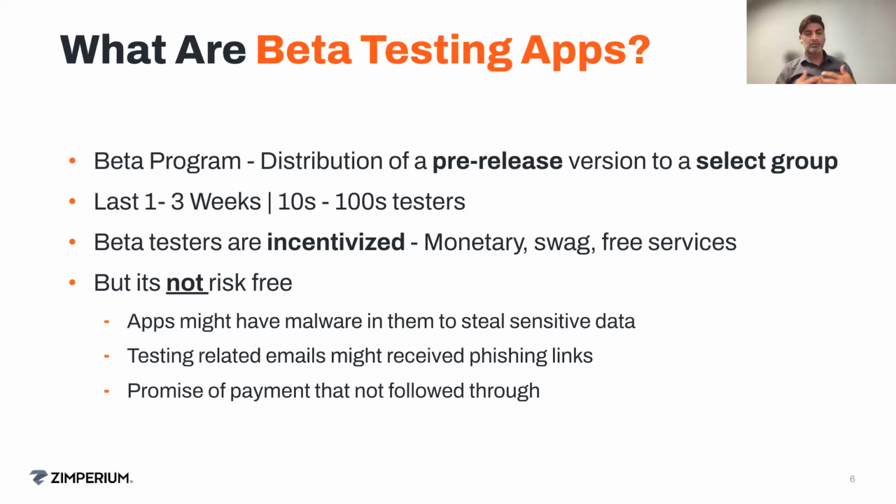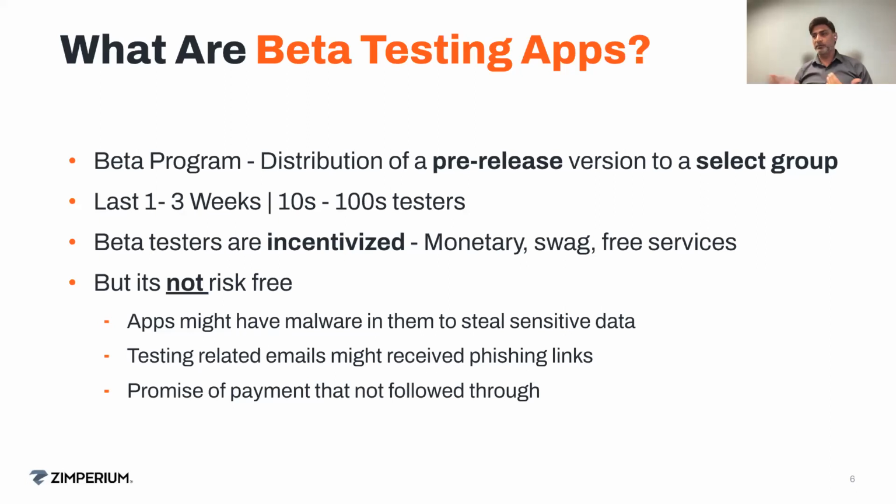But the second part is, most of the times beta testers, when they're testing the app, have no idea what's inside the app, right? It's a black box. You go in, you say, yes, I'm willing to test it. You spend the time and you start testing the app and you think it's a genuine app, you're giving feedback. But most of the times there could be malware in the app, right?